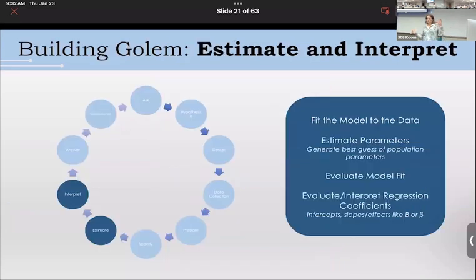All right. Now we're going to get into the new stuff. We've specified the model. Now we're going to estimate and interpret it. This is the piece that's probably the most important from today. How do you actually estimate and interpret simple regression models?